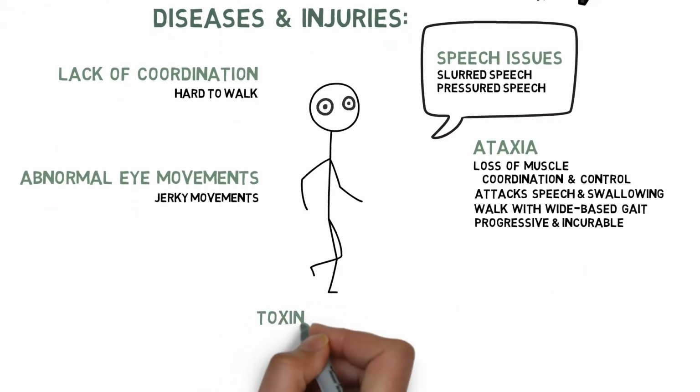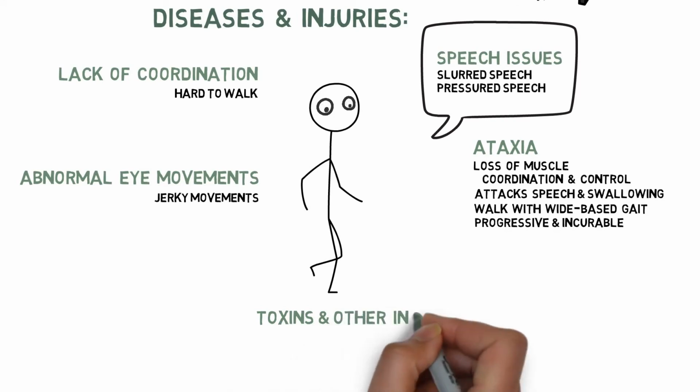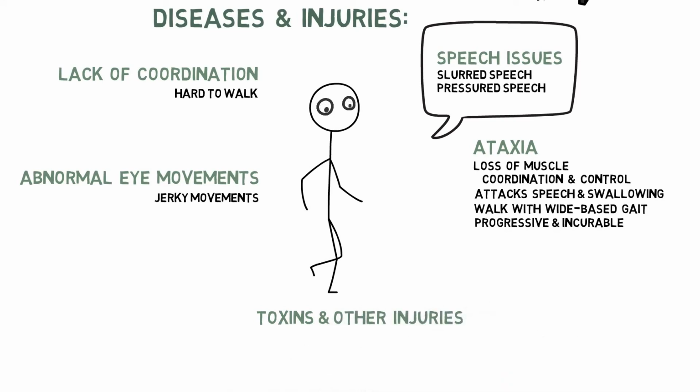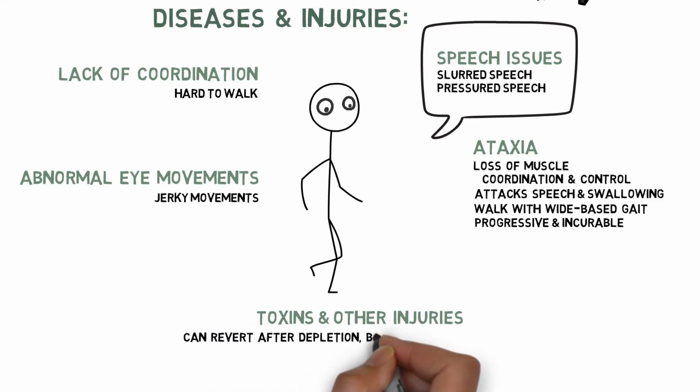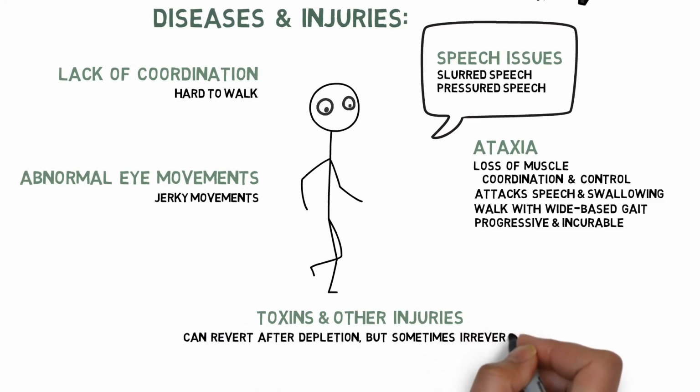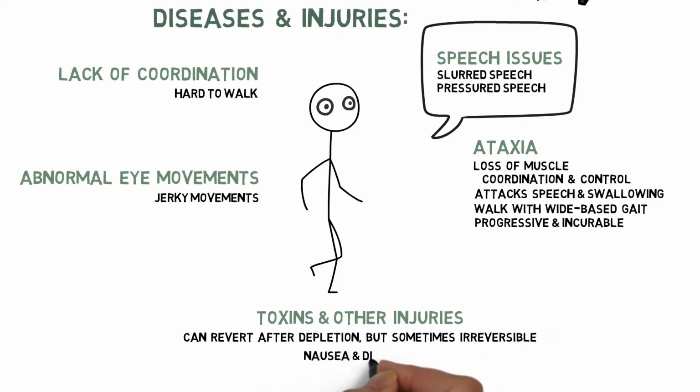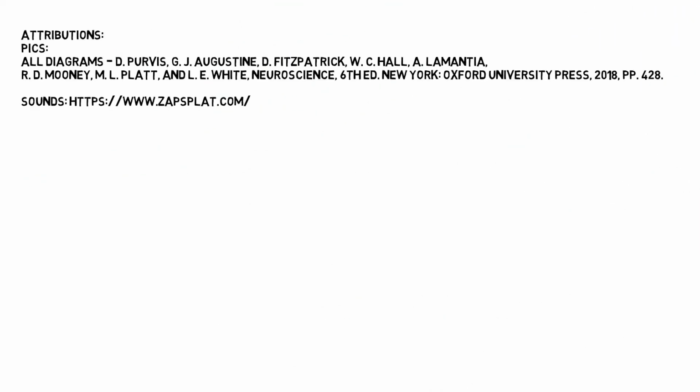The cerebellum is vulnerable to toxins including lead, solvents like paint thinners, and alcohol. Often improvement can be seen once the toxin is stopped, but the damage may be irreversible. Because of its attachment with the vestibular nuclei, injury to the cerebellum can cause nausea and dizziness. Exposure to carbon monoxide can produce acute destruction of the cerebellar cortex. This ends the video on the connections for coordination.